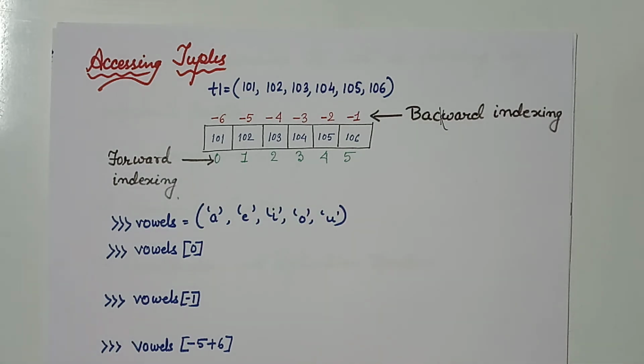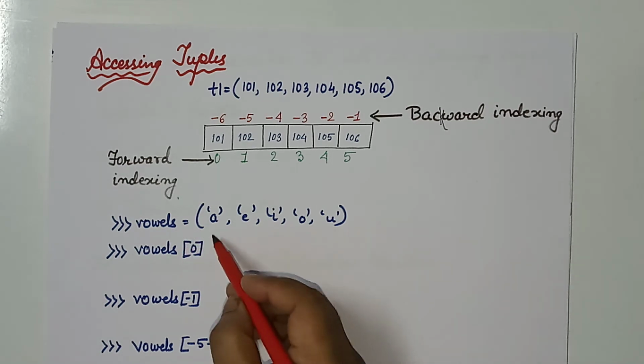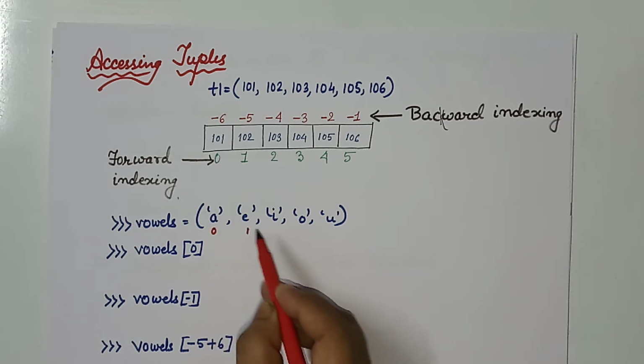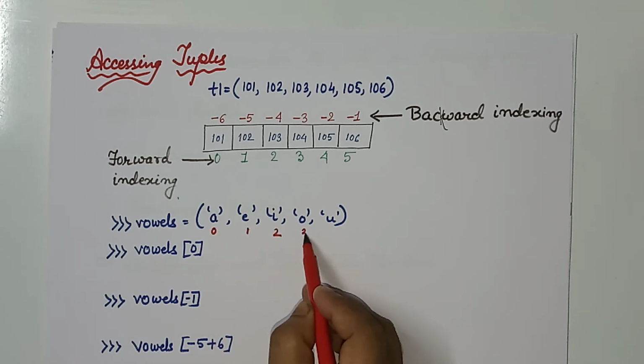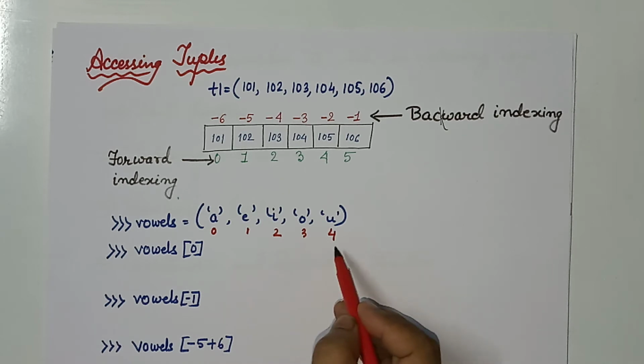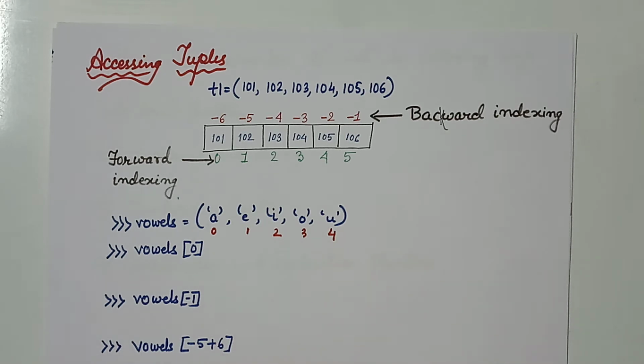Here we have created a tuple named vowel: A, E, I, O, U. Let's do the indexing: 0, 1, 2, 3, 4. This is the positive indexing. Let's do the negative indexing.